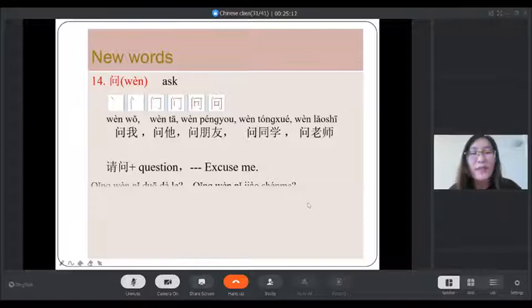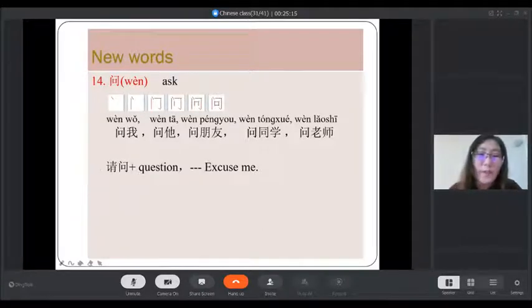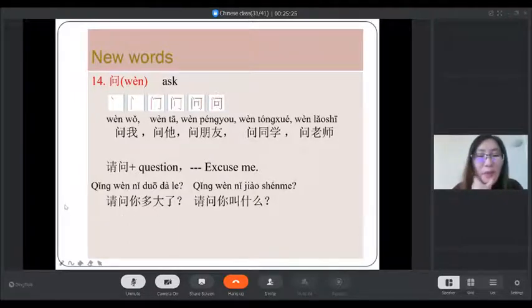If we say together 请问, it means excuse me, then you can ask a question. For example, 请问你多大了? Excuse me, how old are you? 请问你叫什么名字? 你叫什么 means what's your name. So 请问你叫什么means excuse me, what's your name, please? 请问 is a polite word. If we add 请问 before a question, it means excuse me.